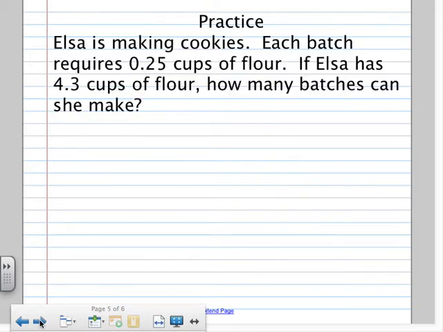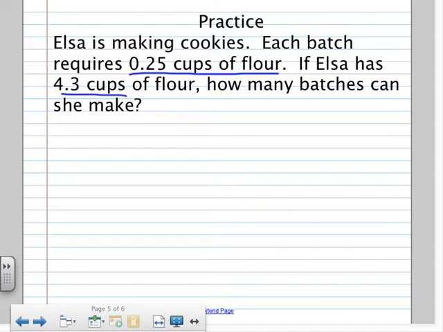All right, so let's practice a word problem again. Like I said before, this is all on division, so we know we're dividing, but let's look for the keywords to figure out how we would know it's dividing if we had a whole bunch of different problems mixed up. Okay, so Elsa is making cookies. Each batch requires 0.25 cups of flour, so each batch requires that. Elsa has 4.3 cups of flour. How many batches can she make?